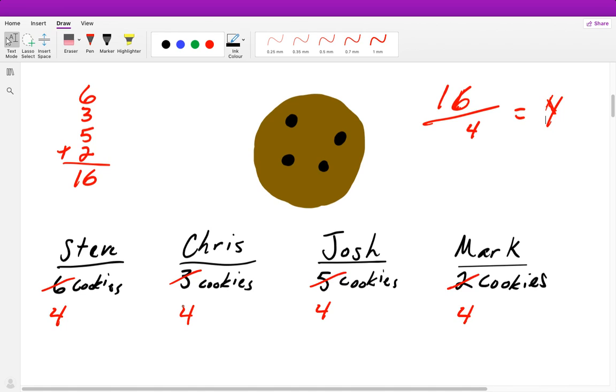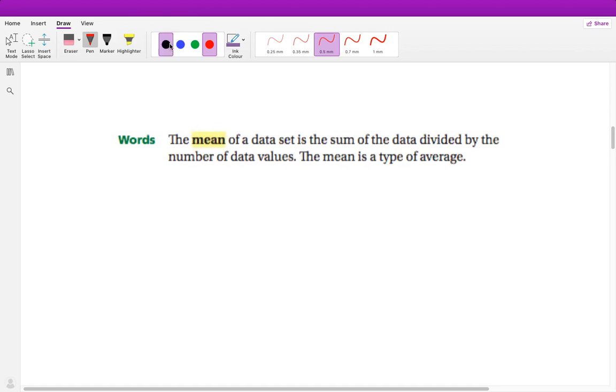All right, so let's go ahead and talk about the definition first, and then we'll do one example and move on to the next one. So what is a mean? Well, the mean of a data set is the sum of the data divided by the number of data values. So like we had all those cookies, we added them up, and we divided by the number of people we had. Another way of calling it is an average. So a mean is your average.